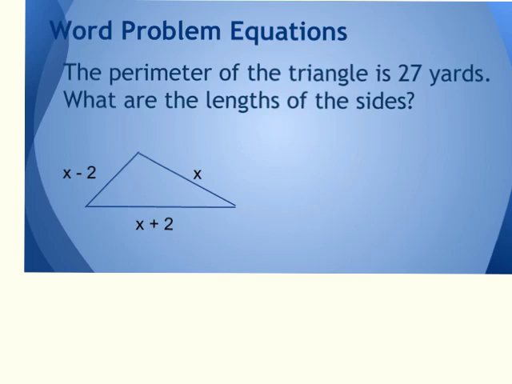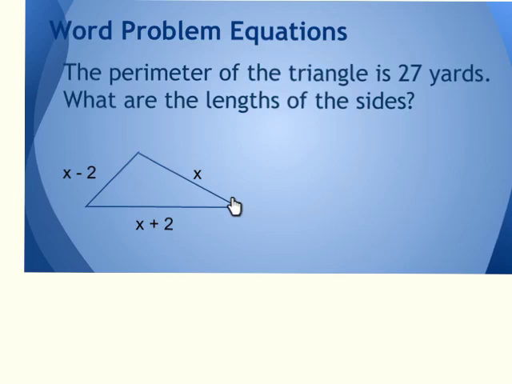Alright, so here's a problem. The perimeter of the triangle is 27 yards. What are the lengths of the sides? Remember that perimeter is a geometry term. And in order to solve this equation, we need to know that perimeter is the length of all the sides added together. So we don't have numbers given for the sides, but we have variable representations for the sides.